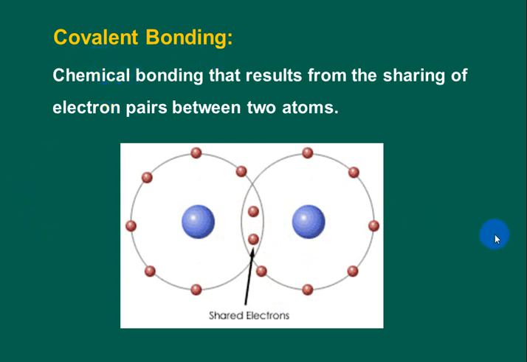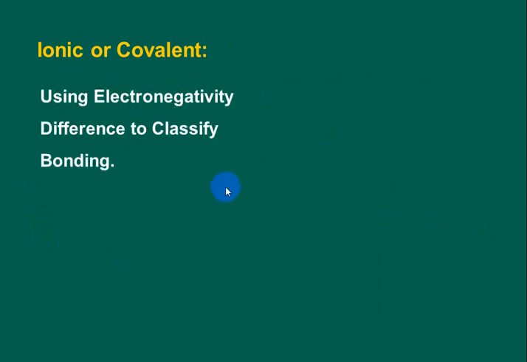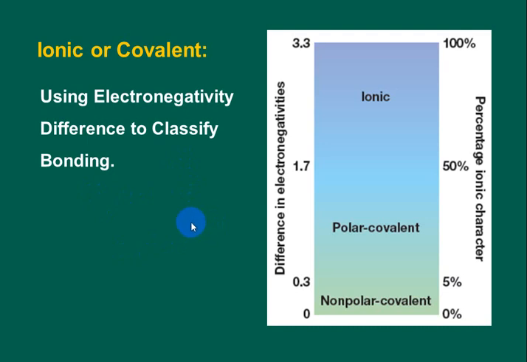How can we know whether this bond is covalent or ionic? This depends on the electronegativity difference between the two atoms. How? As you can see now, if the electronegativity difference between two atoms equals 3.3, it's purely ionic. If the electronegativity difference between two atoms equals 0, it's purely covalent.